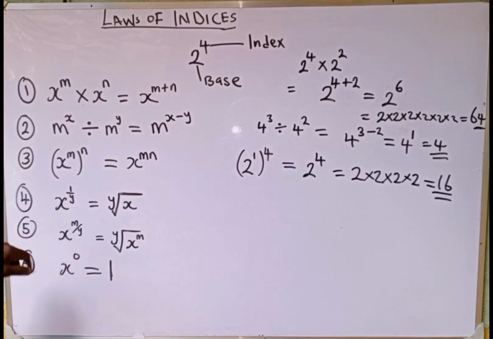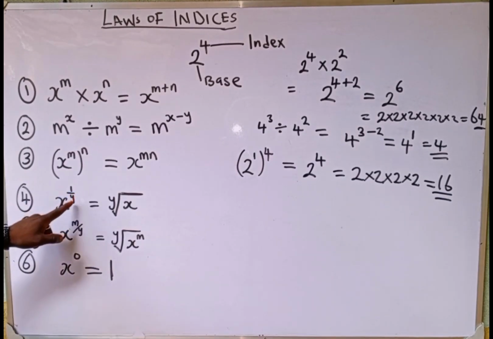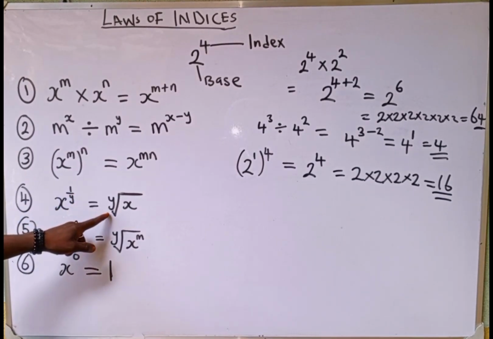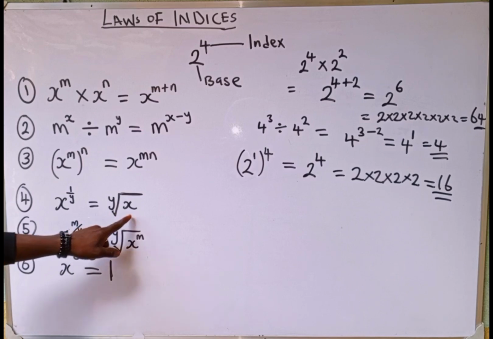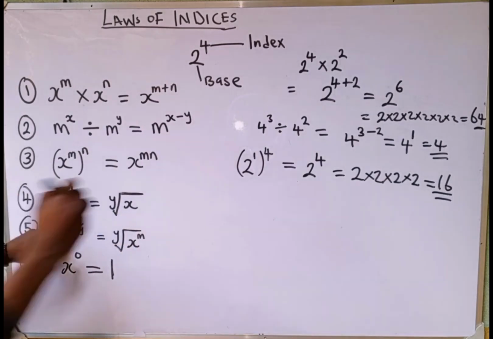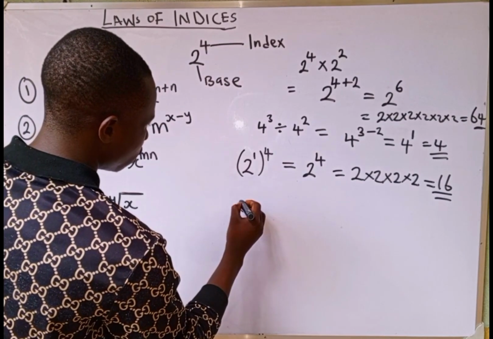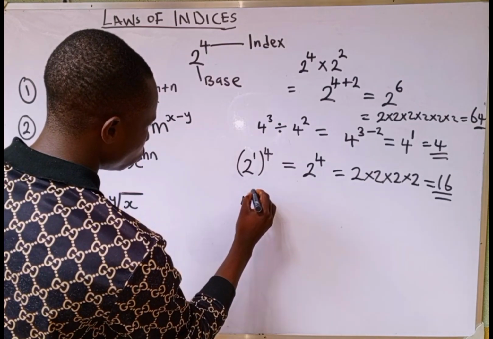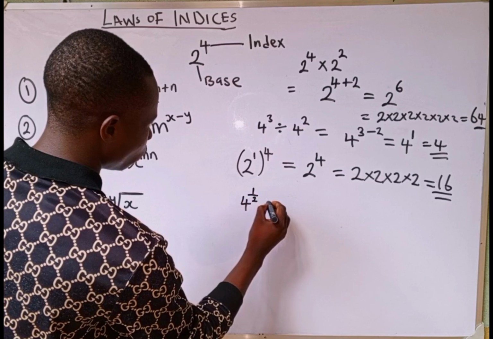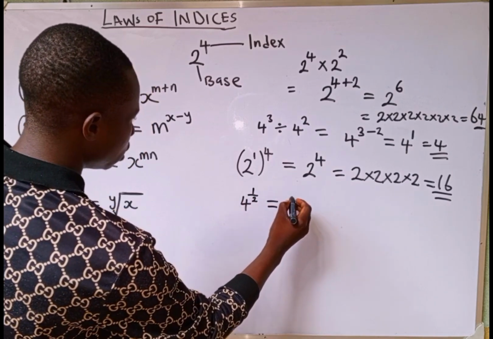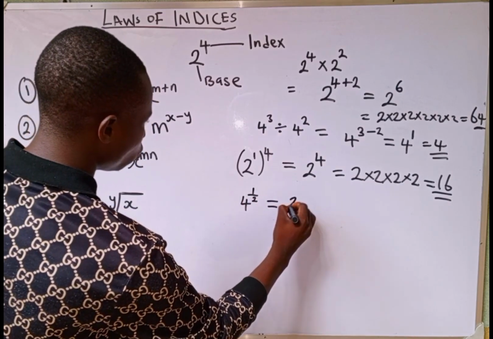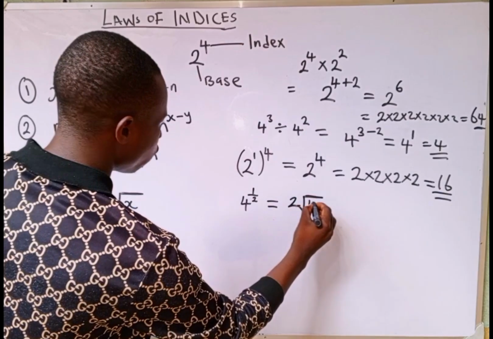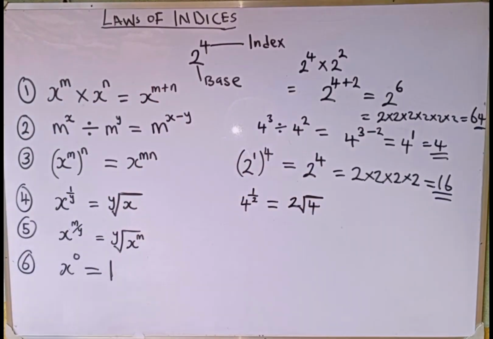And the next one is what? x raised to the power of 1 over y is the same as the y-th root of x. This implies that, for instance, if we have 4 raised to the power of 1 over 2, this is the same as the 2nd root of 4. This is equivalent to this.